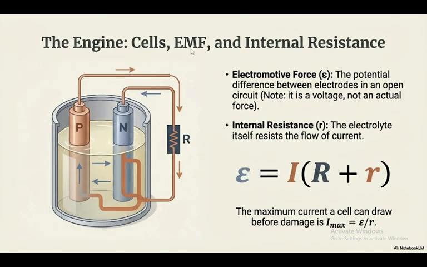The engine: cells, EMF and internal resistance. Electromotive force, the potential difference between electrodes in an open circuit. Note, it is a voltage, not an actual force. Internal resistance: the electrolyte itself resists the flow of current. So epsilon is equal to I into capital R plus small r. The maximum current a cell can draw before damage is I max equal to epsilon by small r.